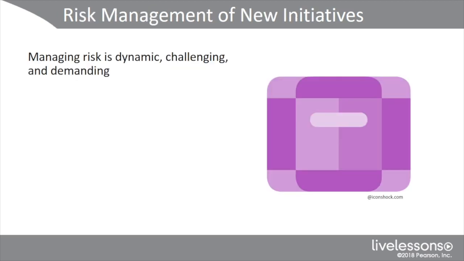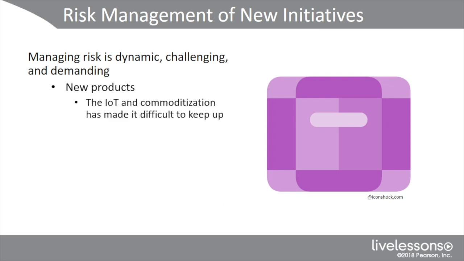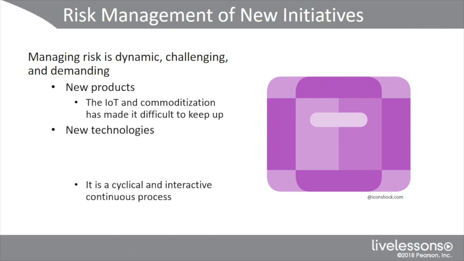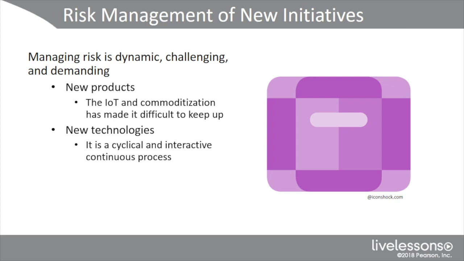Now, right off the bat, we have to understand how dynamic and how changing the environment is out there. Managing risk is dynamic, it's challenging, it's very demanding. You've got new products to deal with. The Internet of Things, the IoT or IoE, Internet of Everything, as well as the commoditization of all different types of devices, has made it very difficult for CISOs like yourself to keep up. You've got new technologies. And technology is a cyclical and interactive, continuous process to deal with.